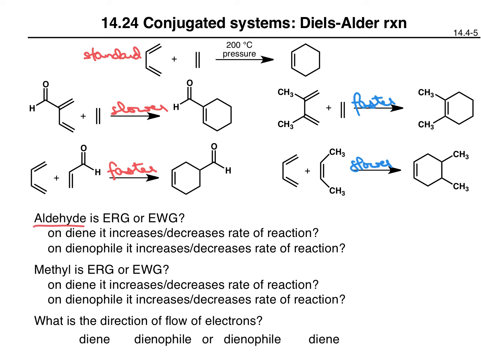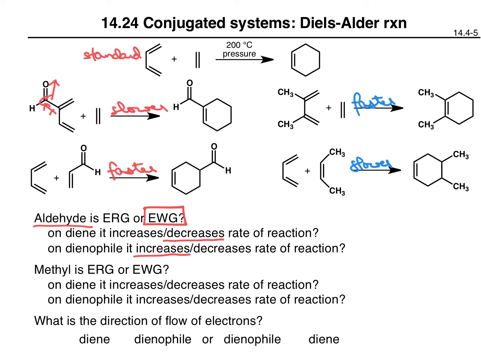Let's think about an aldehyde. Is that an electron releasing group or an electron withdrawing group? Well, the oxygen is more electronegative than the carbon, so it will be pulling electron density towards it, which means this carbon is going to be trying to pull away electron density from its neighbors. So an aldehyde is an electron withdrawing group. Notice when it is on the diene, in the first example, it decreases the rate of the reaction, but when it's on the dienophile in the second example, it increases the rate of the reaction.